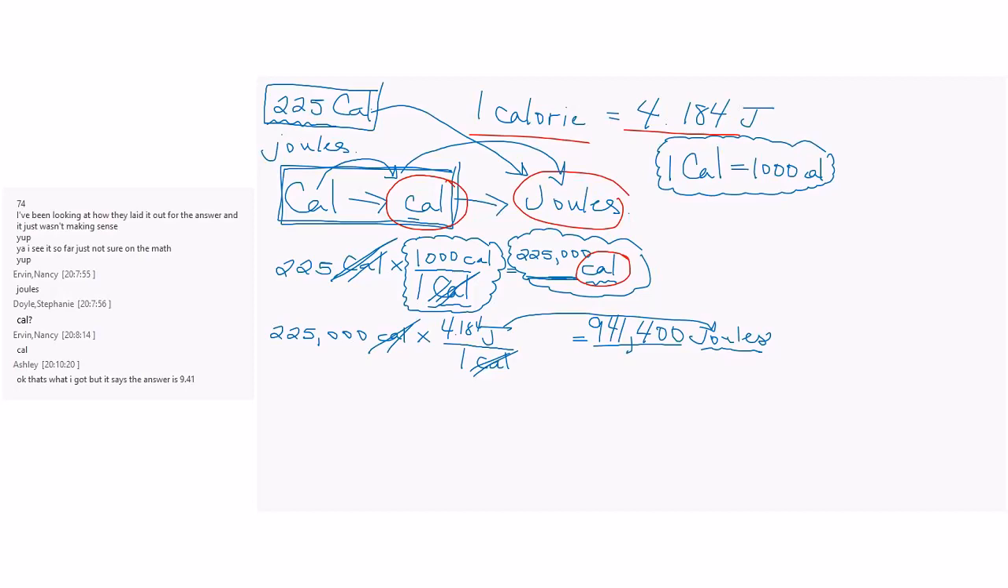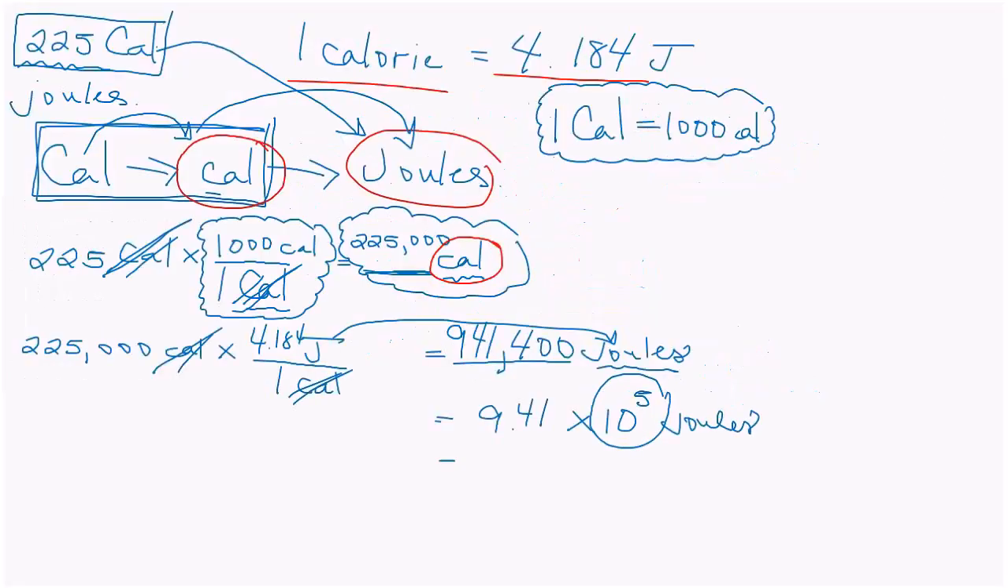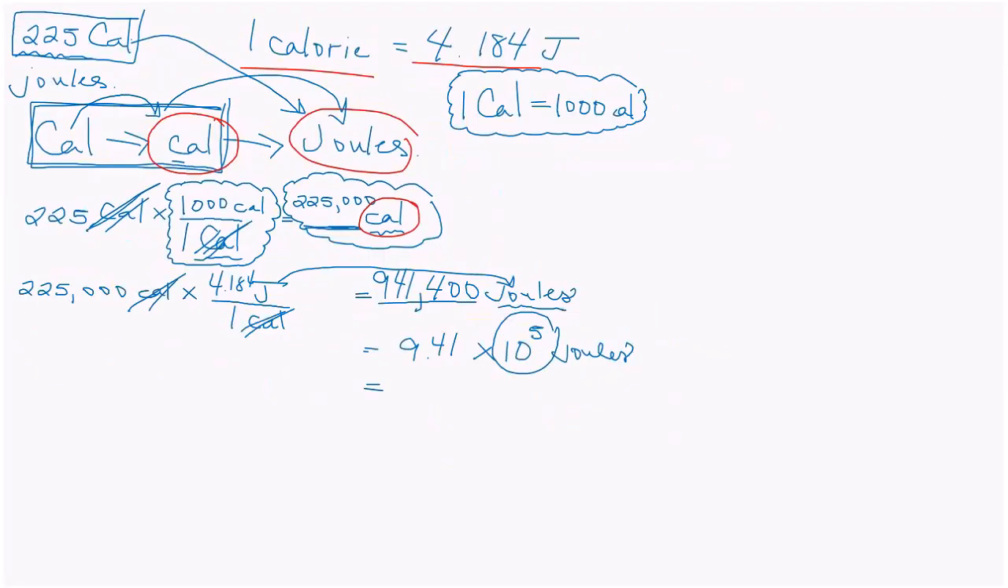Oh, but it says the answer is 9.14. Oh, yes, it does. It says that it's 9.41 times 10 to the power of 5 joules. So what they have done is they've put it in scientific notation. And what the 10 to the power of 5 means is that you want to move your decimal place over 5 spaces, or 5 decimal places.